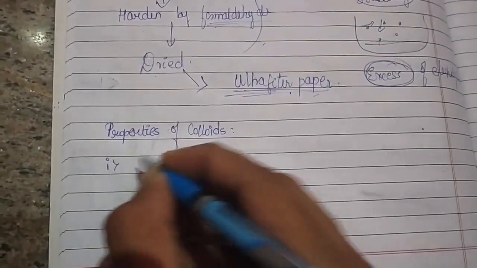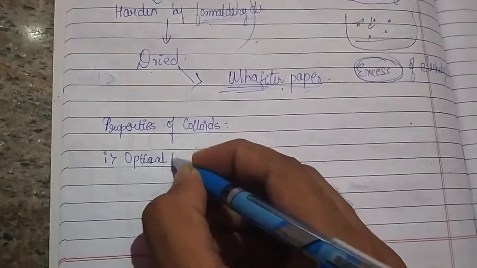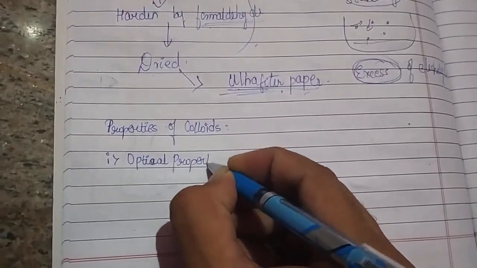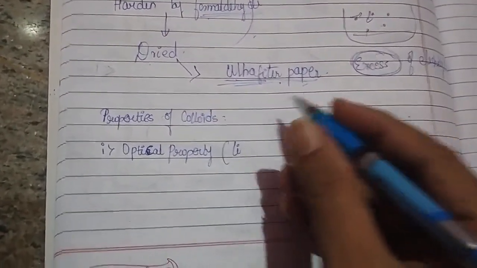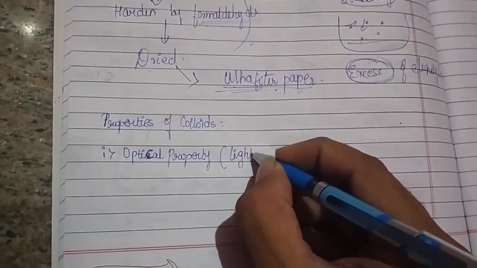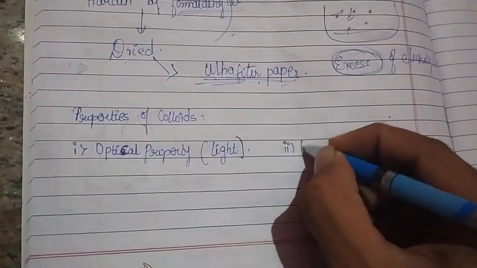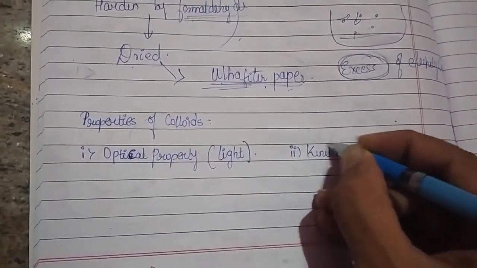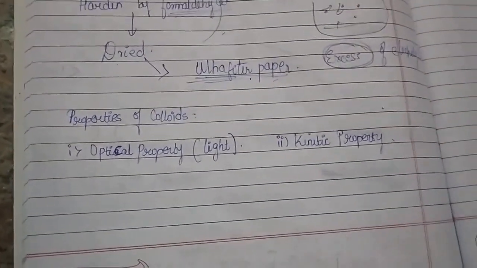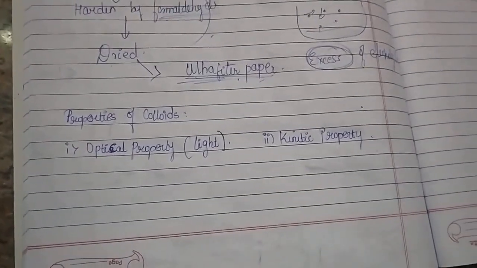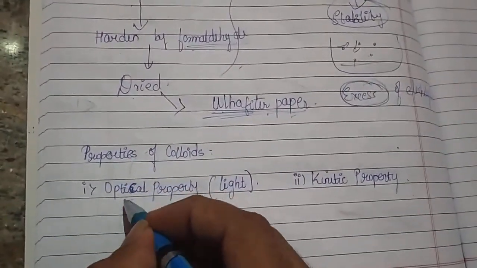Basically we are going to study two important properties of colloids. First is the optical property. When you hear the word optical, you get a clue that we are going to understand how the colloidal particles affect light. The second most important is the kinetic property, that is the energy associated with colloidal particles and the reason for their zigzag random motion. So now let us deal with them one by one.